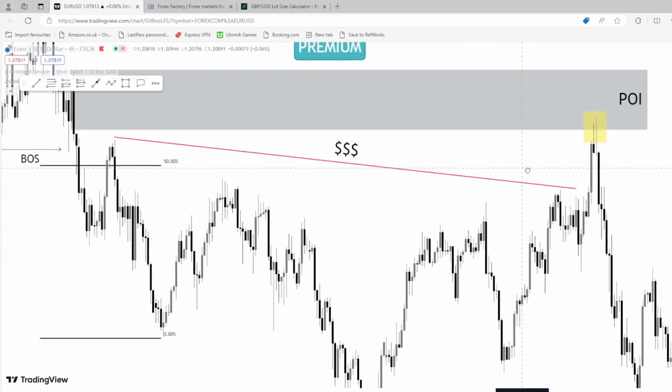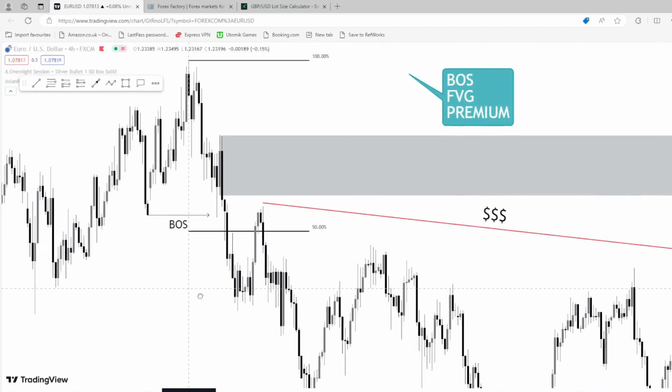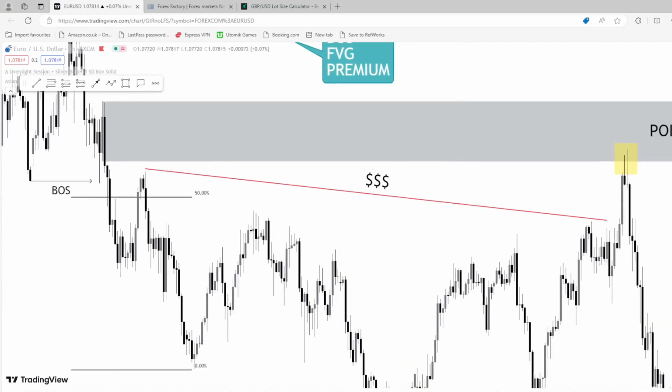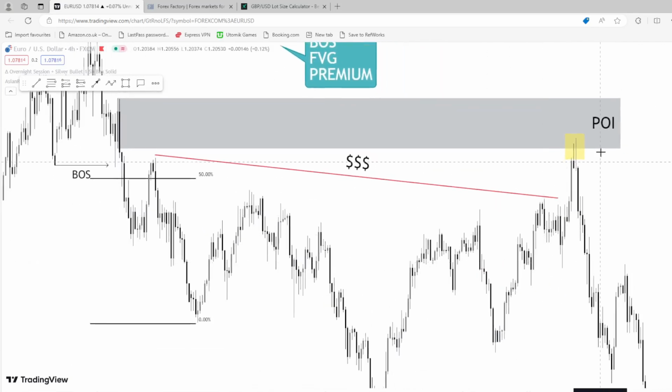This is what makes this POI such a high probability, right? It meets all of our requirements. It breaks structure. It leaves a fair value gap. It's priced in the premium, and we see it generate a huge amount of liquidity before it gets respected. This is inducement, everyone. This here is inducement, IND. Okay, so that is a bearish POI, a high probability bearish POI.